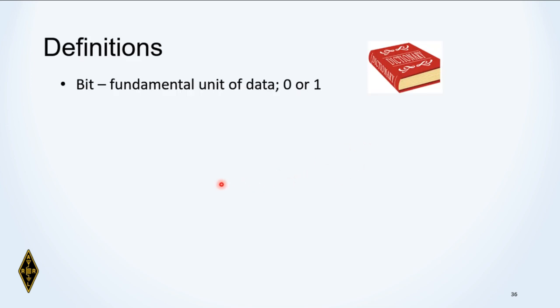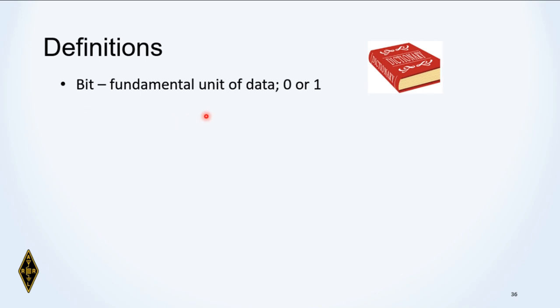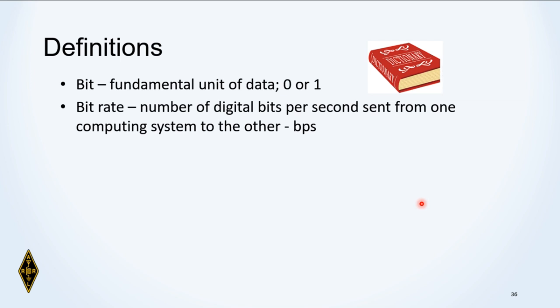So the first thing is definitions, a bit. Does anybody know what bit stands for? Binary digit. We usually think of them in terms of ones or zeros, but a bit is a binary digit. Here's our dictionary, but it's closed, so you'll have to trust me. Bit rate: number of digital bits per second sent from one computing system to the other, or bits per second. How fast can the computers exchange data between them? That's the bit rate.